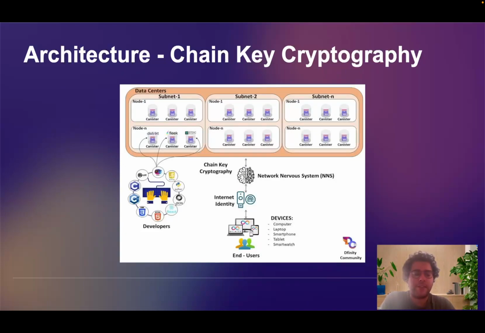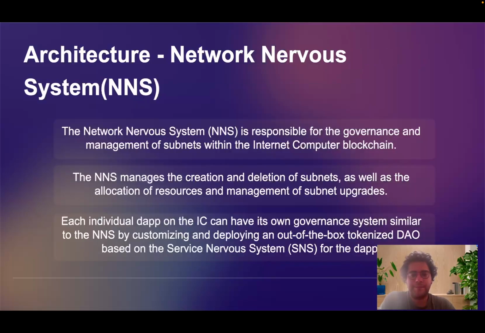And this is an illustration of the architecture of the internet computer. As you can see, our canisters run on subnets, and subnets run on multiple nodes. Chain key cryptography, as I talked just before, ensures the addition and deletion of new nodes. And internet identity, and I will be covering that as well, is used for authentication purposes.